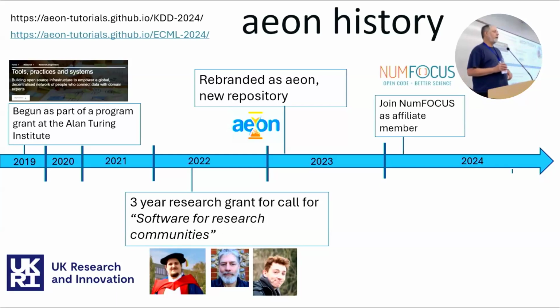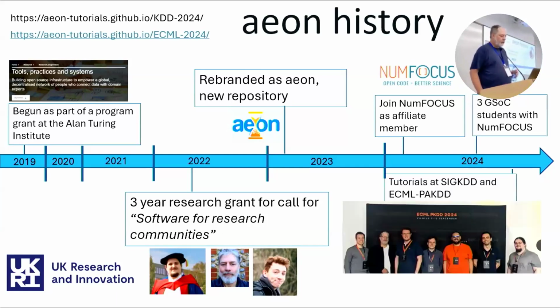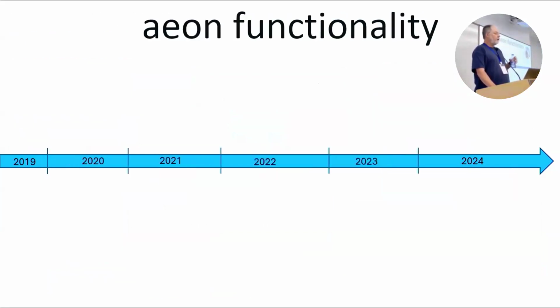So we spent most of 2023 cleaning stuff up. We took the toolkit in a different direction, following the ethos I previously described. We expanded our base of core developers. We rejoined NumFOCUS, and we started to explore some outreach. So 2023 was pretty much a consolidation year. In 2024, we started going out into the world again. We did a tutorial at SIGKDD. There's a link there. We did ECML, and we ran Google Summer of Code projects last year. And all that mapped our advance in functionality.